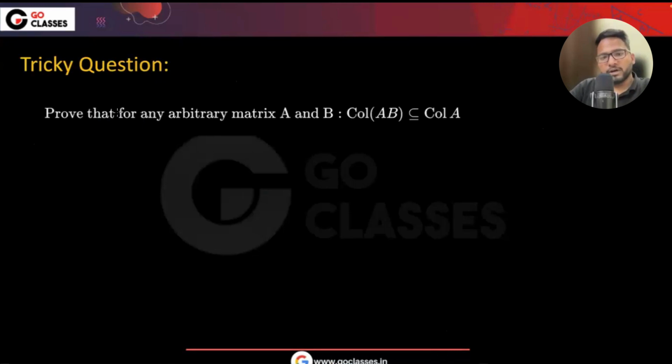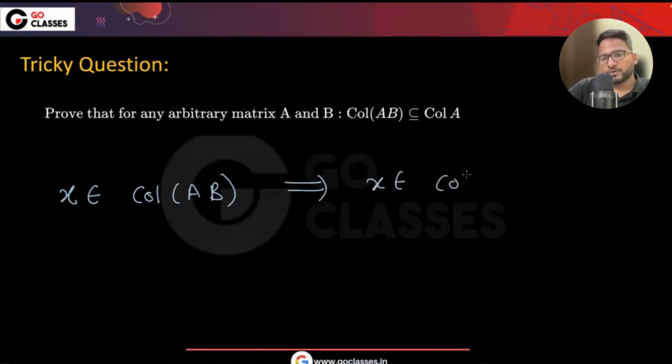Now let's do one tricky question. Prove that for any arbitrary matrices A and B, the column space of AB is a subset of the column space of A. Which means if X is in the column space of AB, then you need to prove that X is also in the column space of A. This is a little tricky.